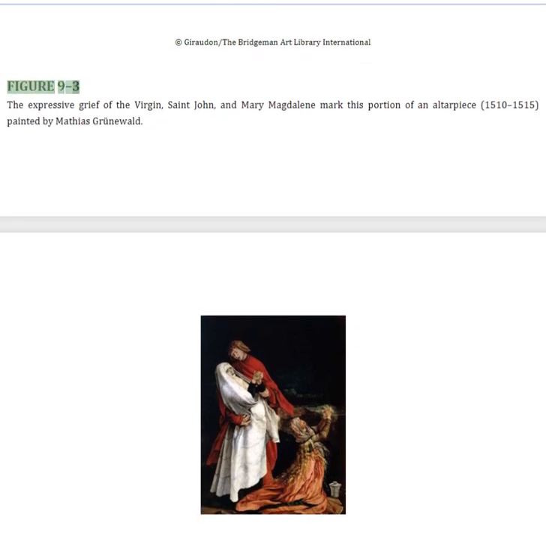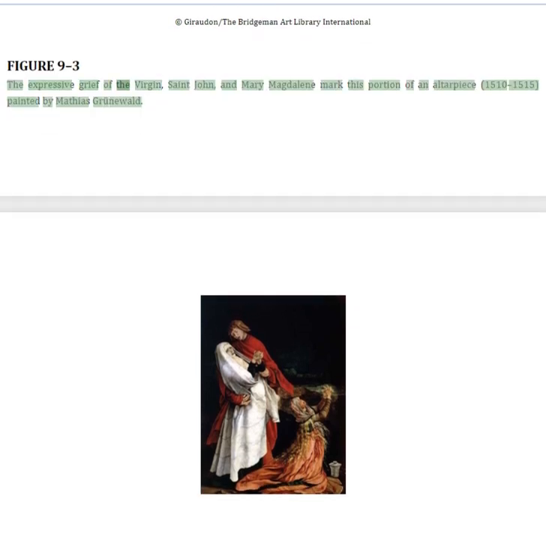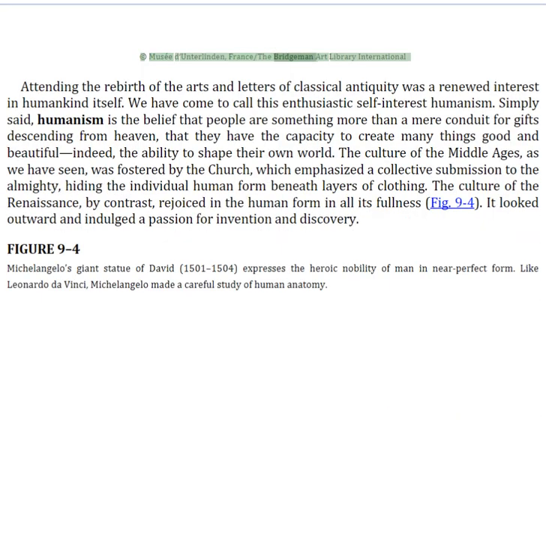Figure 9.3. The expressive grief of the Virgin, St. John, and Mary Magdalene mark this portion of an altarpiece painted by Matthias Grunewald. Musée d'Unterlinden, France, the Bridgeman Art Library International.